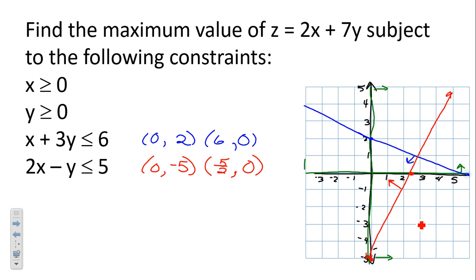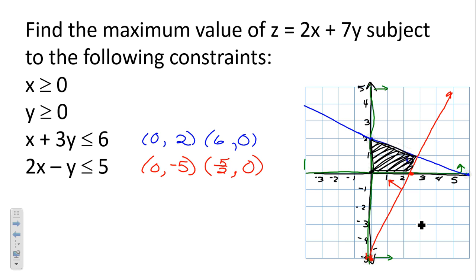Okay. So once we've done that, we know we're shading in the first quadrant based on the x and y being greater than 0. We know we're shading in this direction for x, and so this is our final answer. Okay. And what we're interested in are those vertices. Okay, where do these guys intersect?